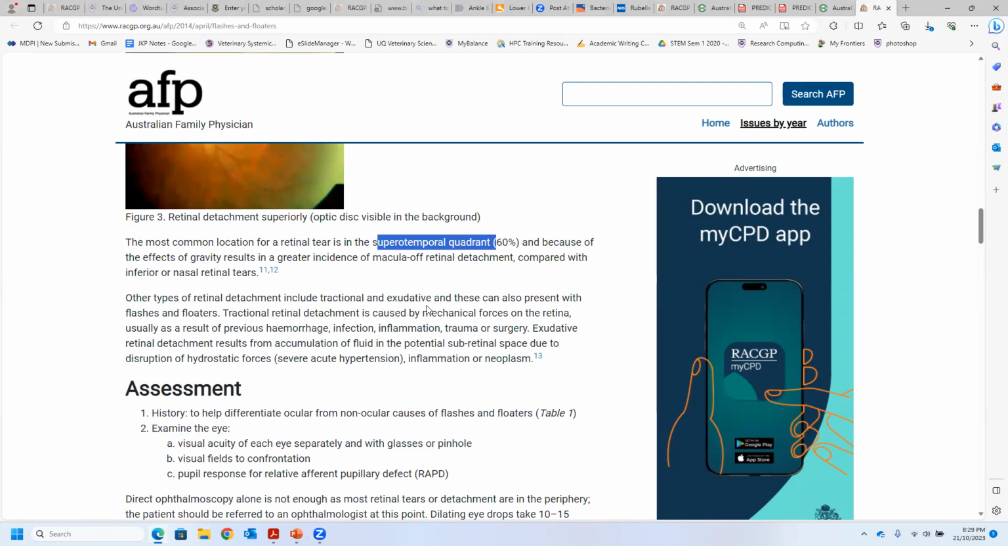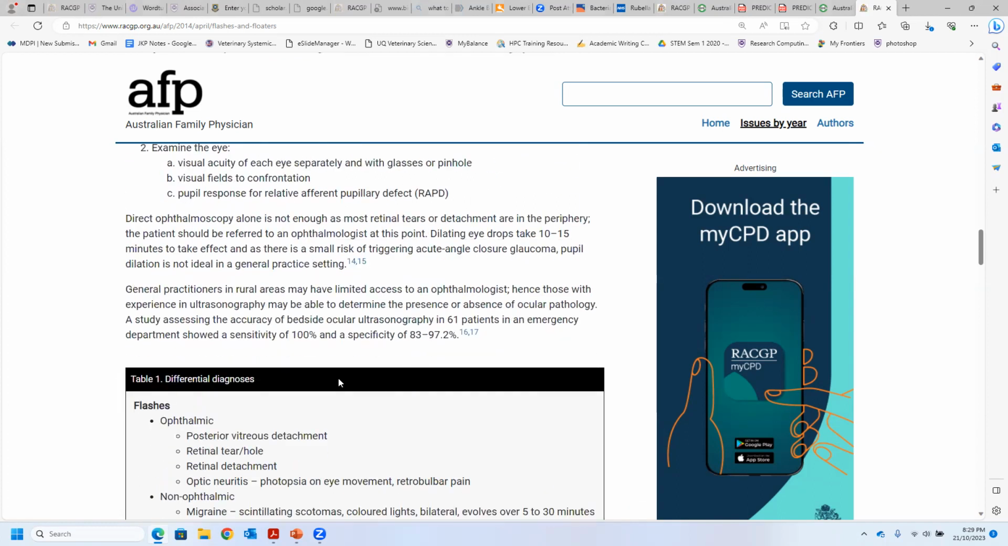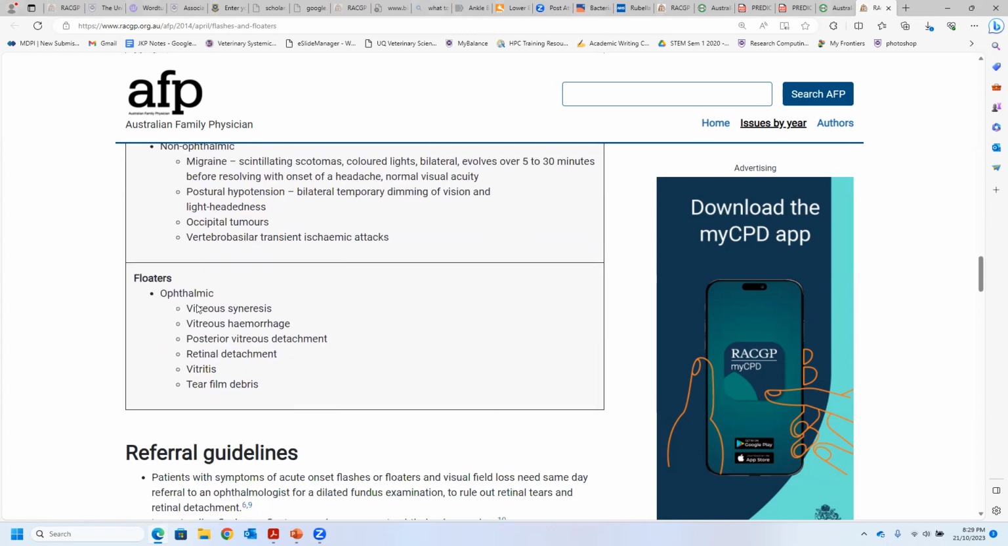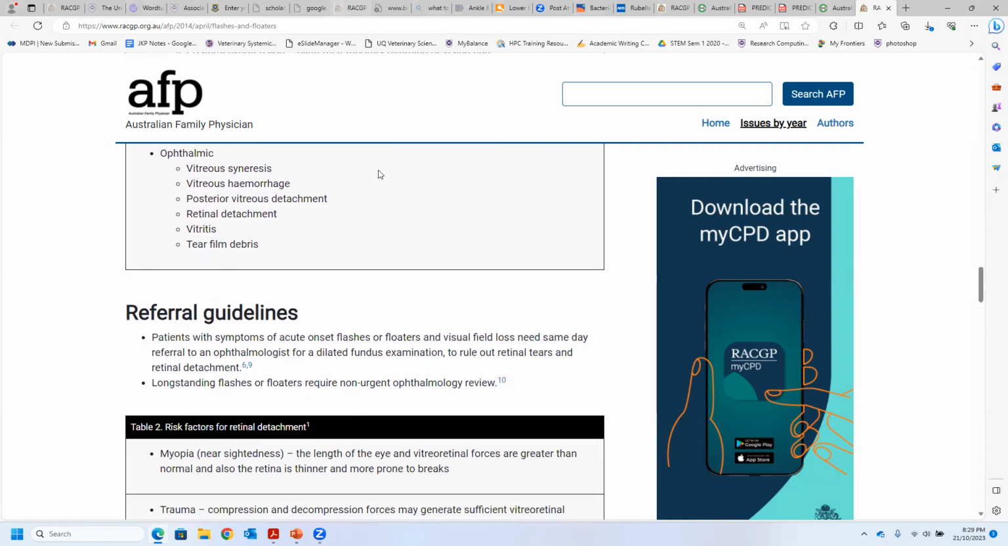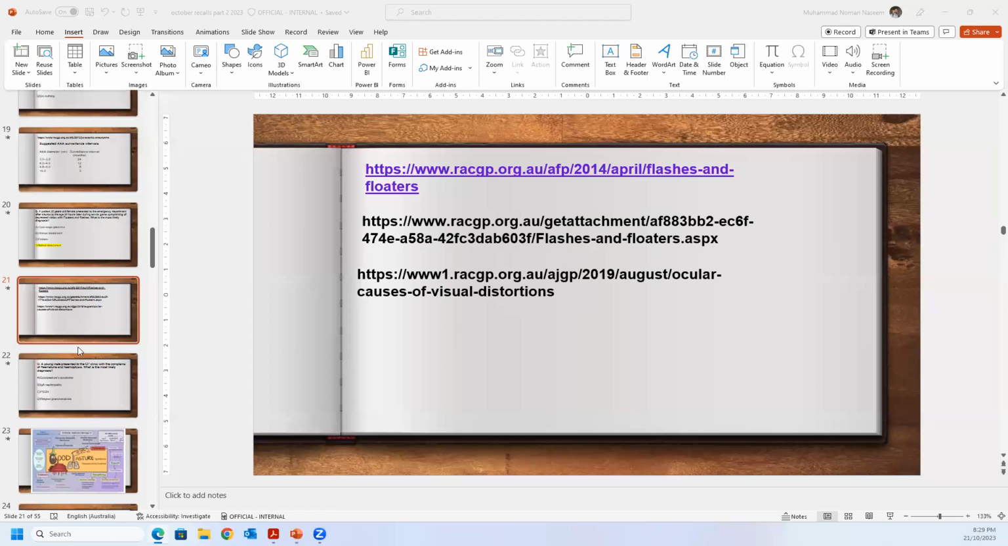Other types of detachment are tractional or exudative, and they can also present with flashes and floaters. Tractional is caused by mechanical forces on the retina, like our patient had, a mechanical trauma, as a result of previous hemorrhage, infection, inflammation, trauma, or surgery. Exudative results from increased fluid within the subretinal space, for example acute hypertension, inflammation, or neoplasm. What else? You need to refer this patient to the ophthalmology department because it is an acute emergency and they need to fix that before the patient becomes permanently blind.